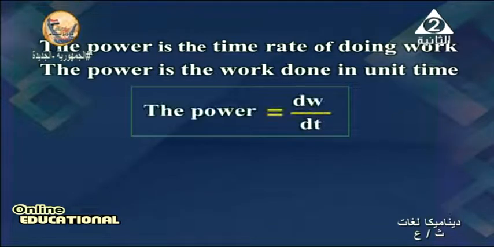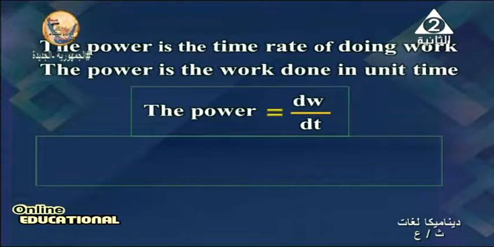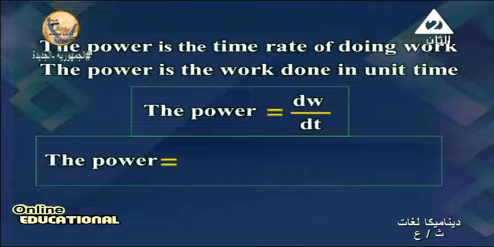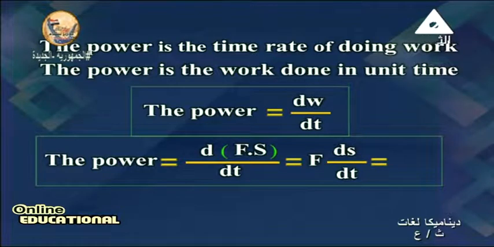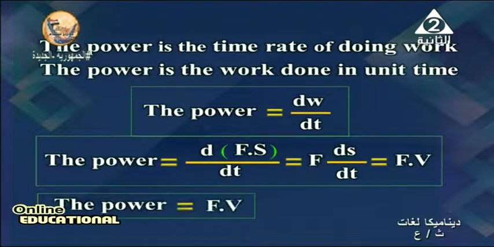Power equals dW/dt, the rate of change of work with respect to the time t. The power equals the derivative of the work. Work equals F dot S with respect to time t. When F is a constant, then the power equals F ds/dt, which equals F times V. Then the power equals force times velocity.